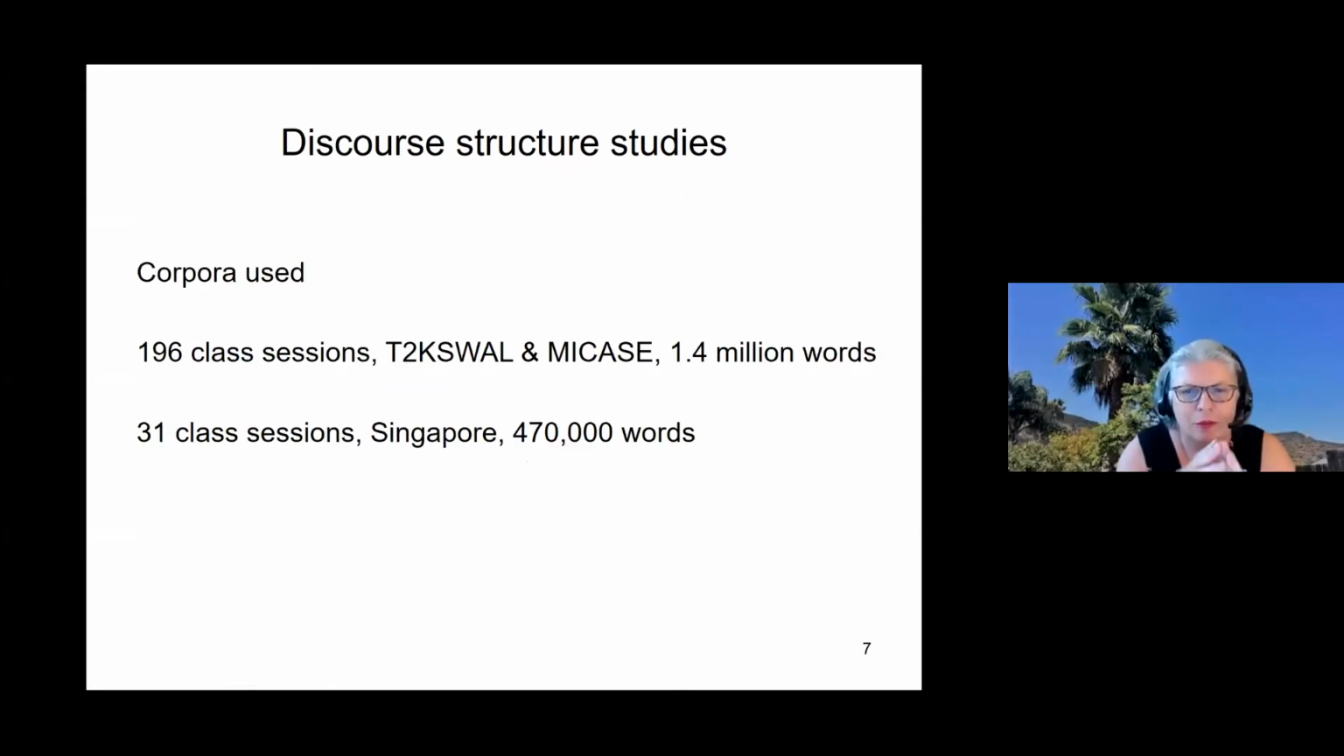When I talk about the discourse structure studies, the first topical area, I'm going to use two corpora. The first one, mainly, is 196 class sessions, the T2K corpus, as well as some parts of the other corpus, comprising about 1.4 million words altogether. Then in the last segment of this topical area, I'm going to also show you some results from the 31 class sessions that were recorded and transcribed in Singapore, which comprise about 500,000 words. So let's get to the first part.